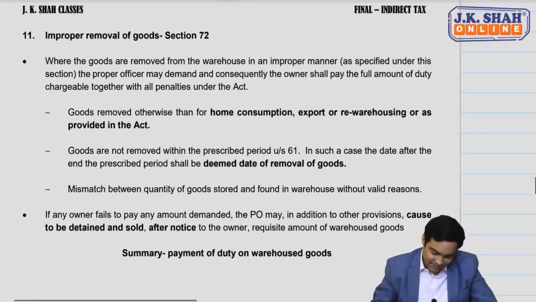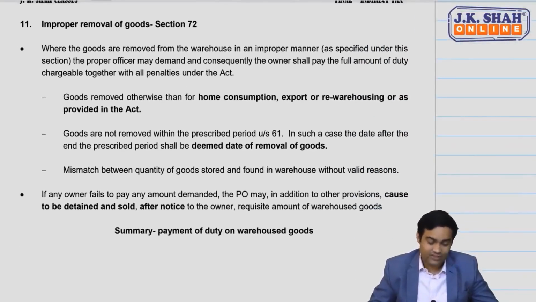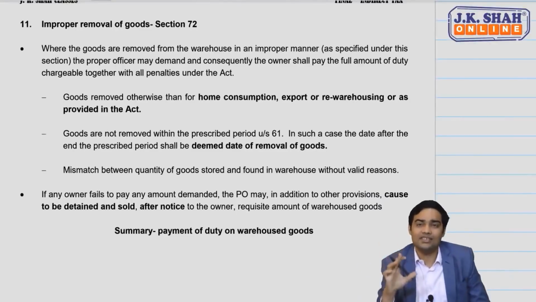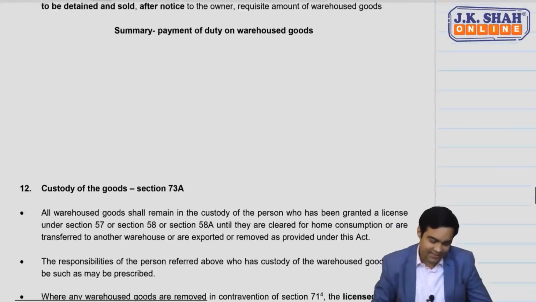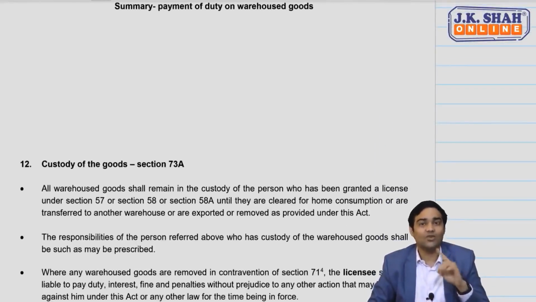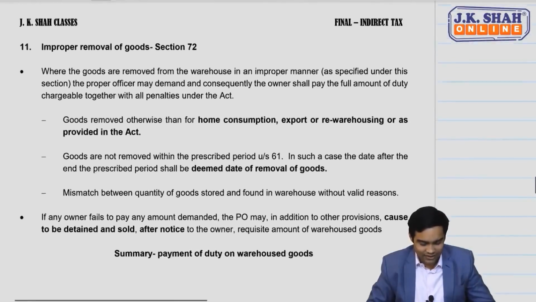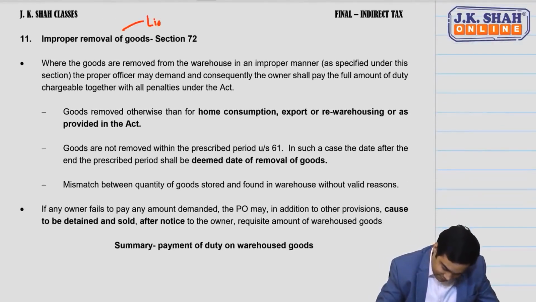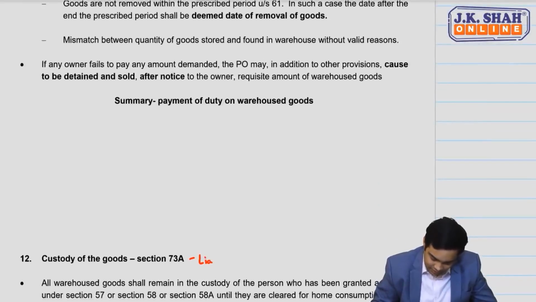Now we move on to the last segment of warehousing. Improper removal of goods. See, in improper removal of goods, the liability is on the importer, that is the owner of the warehoused goods. There is one more section, 73A, custody of the goods. Here, if the goods are removed other than by warehousing, home consumption, or export, then in that case, the warehouse owner will be liable. So the first, Section 72, is liability on the importer, that is the owner of the warehoused goods, and this is liability on the warehouse owner.